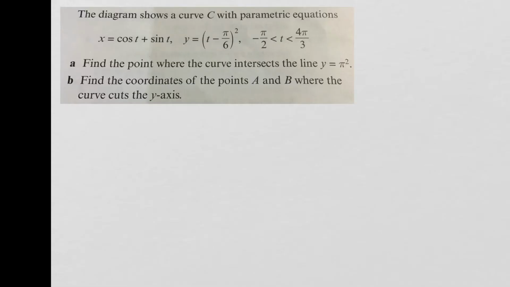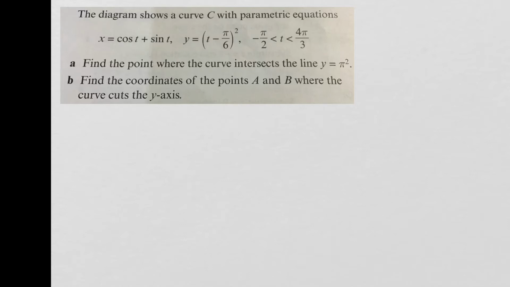Okay then, so here is a second example which looks slightly more intimidating when you first have a glance at it. The diagram shows a curve C with parametric equations x is equal to cosine of t plus sine of t, y is t minus pi over 6, all squared. The domain for the parametric equations is restricted to t being between minus pi over 2 and 4 pi over 3. The first part is asking us to find the point where the curve intersects the line y is equal to pi squared. Again, it looks a lot more intimidating than it actually is.